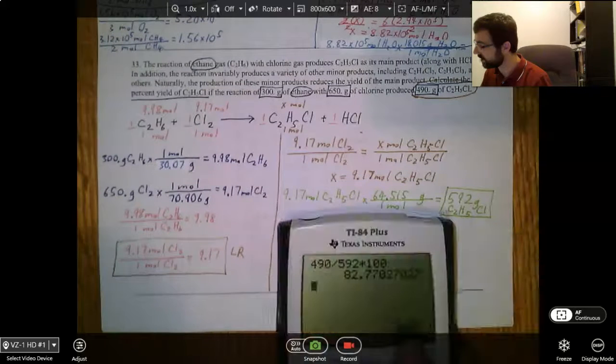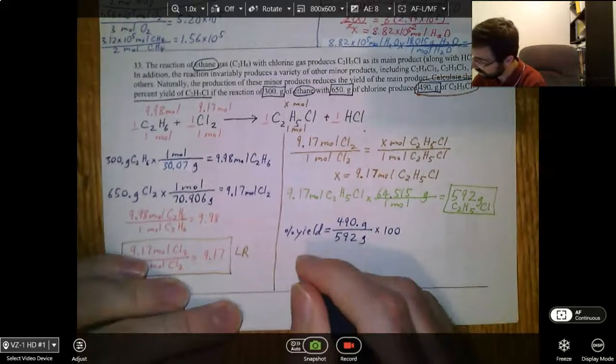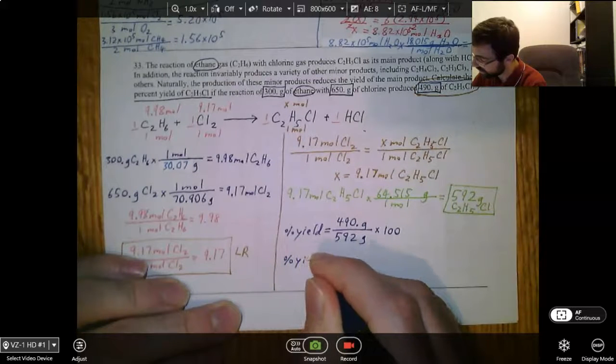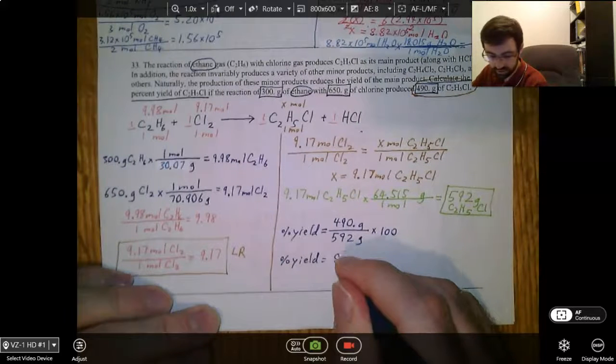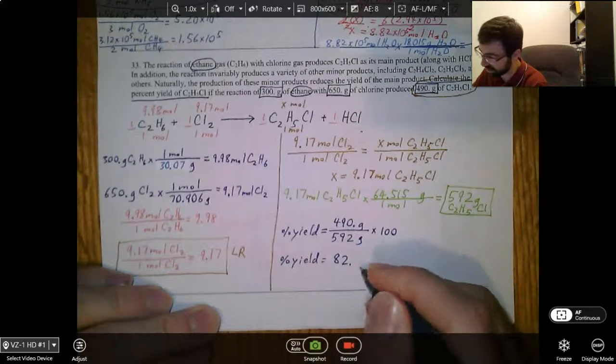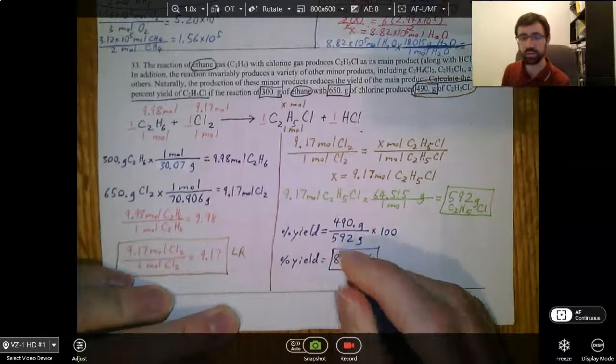I get 82.77, which rounds to 82.9. I think. What did I just say? No, 82.8. I'm sorry. 82.77 rounds to 82.8%. That's our percent yield for this problem.